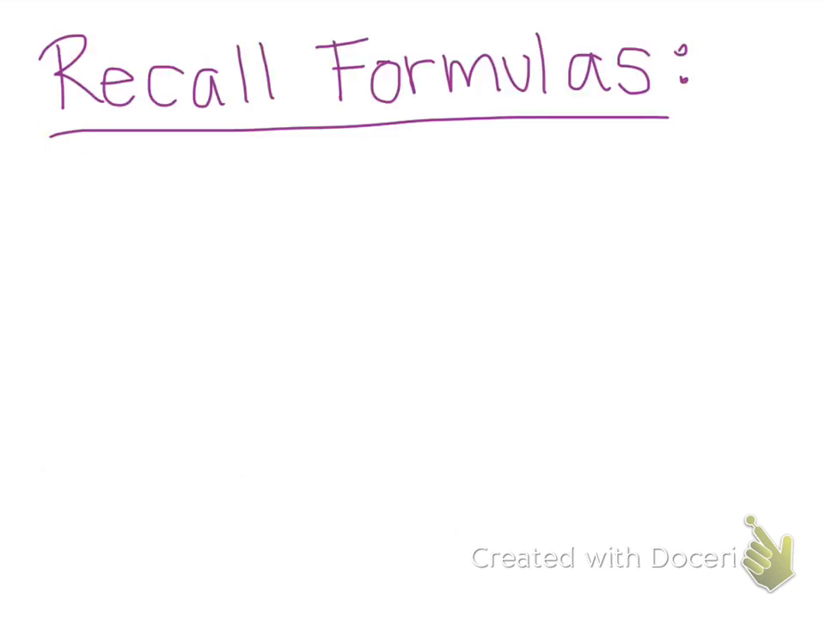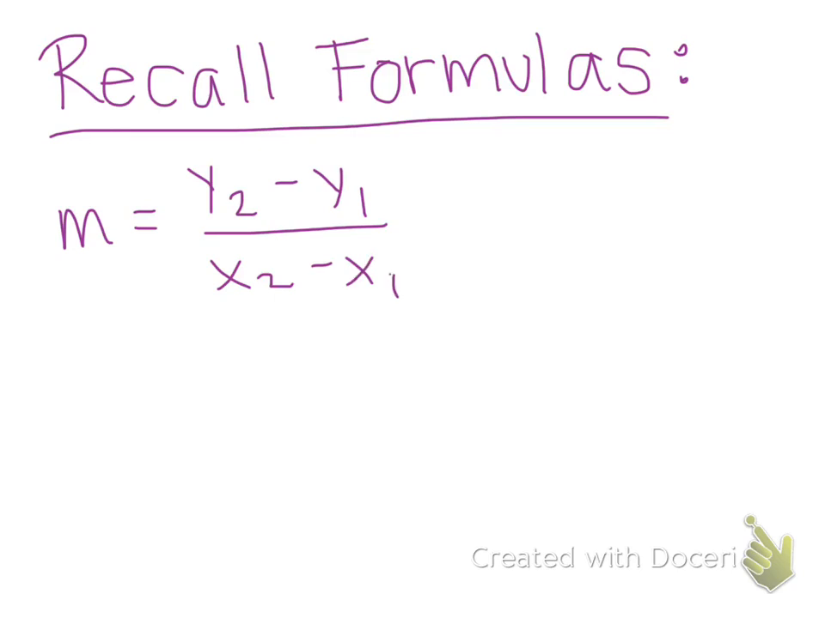So over here we're going to discuss two formulas that you need to recall. The first formula is the formula we use to find the slope, and that's when you have two coordinates. We do y2 minus y1 over x2 minus x1. You could also just find the change in y over the change in x. So another way to do this is finding how much your y values change over how much your x values change.